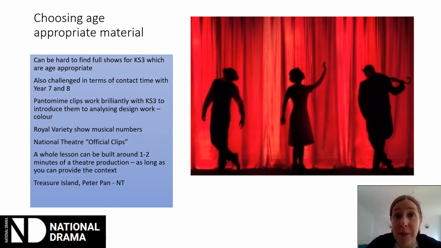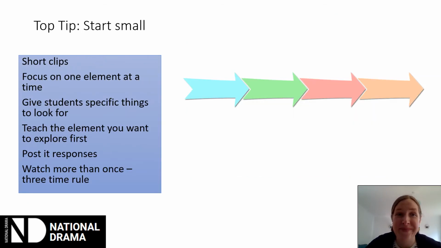A whole lesson can be built around 1 to 2 minutes of a theatre production, as long as you can provide the context. Within the National Theatre collection, though, there are a couple of productions I would recommend for Key Stage 3, and they are Treasure Island and Peter Pan, which work brilliantly, but it's just if you've got time to show a full-length production within the context of a scheme of work for Key Stage 3.